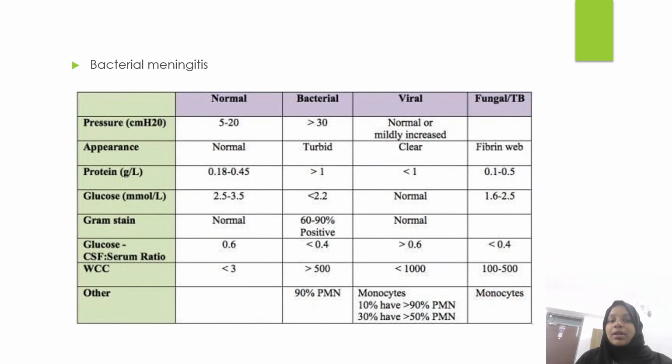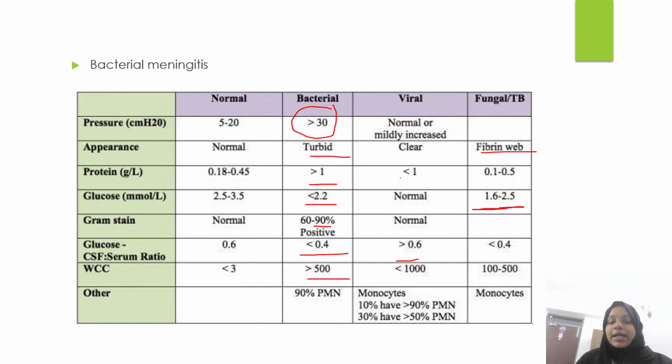So the pressure, in bacterial meningitis, it can be elevated. In others, it is not a very diagnostic feature. Appearance can be turbid in bacterial, fibrin webs in tubercular, and fungal once you keep it for a long time. Protein is elevated in bacterial. In viral, it's not much elevated. Glucose is low in bacterial. In fungal, it's somewhere in between. Gram stain can be positive in bacterial. CSF glucose to serum ratio is less than 0.4 in bacterial and fungal as well, but in viral it is not reduced.